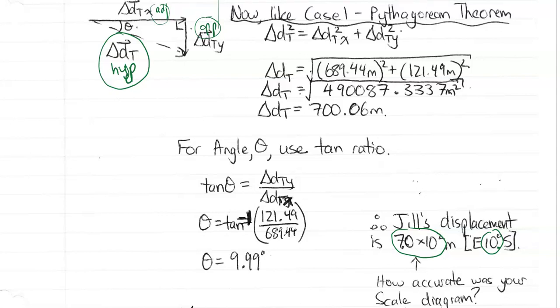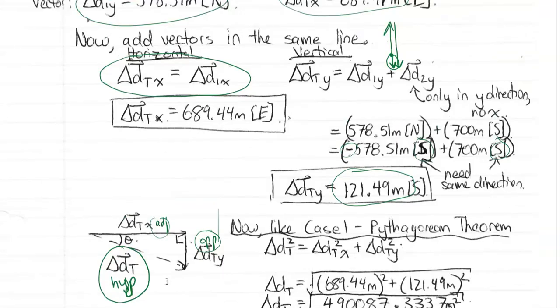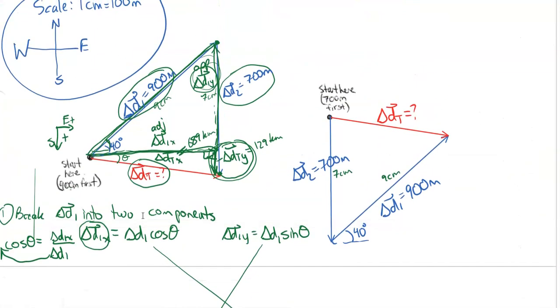So just reflect on that and think, hey, does that make sense? 700 meters. Let's go back and just look at the diagram. 700 meters, yeah, it's about the same size as this line going south. And 10 degrees, yeah, that angle looks about 10 degrees. So that answer seems to make sense.